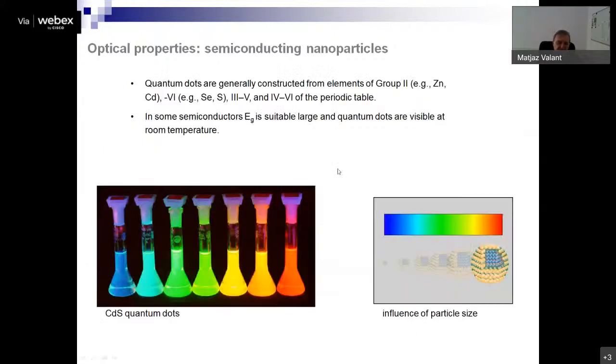So for instance, one very visually attractive example is cadmium sulfide. When we are changing the size of the clusters in colloidal suspension of cadmium sulfide, the suspension will change the color through the entire spectrum. So very small clusters will give bluish color, while then with increasing size, the color will change towards orange and red.